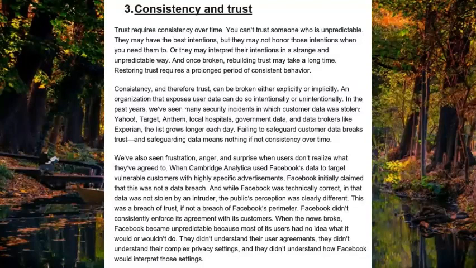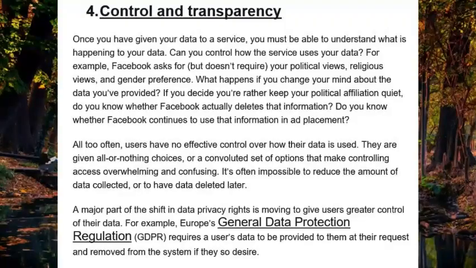An organization that exposes user data can do so unintentionally or intentionally. In past years, we have seen many security incidents in which customer data was stolen, at Yahoo, Target, local hospitals and government data brokers, which are again examples of failures of consistency and trust. The fourth one is control and transparency. Once we have given our data to a service, we must be able to understand what is going to happen with our data. Can we control how our data will be used by services? For example, Instagram asks us for political views, relationship views, gender preference.